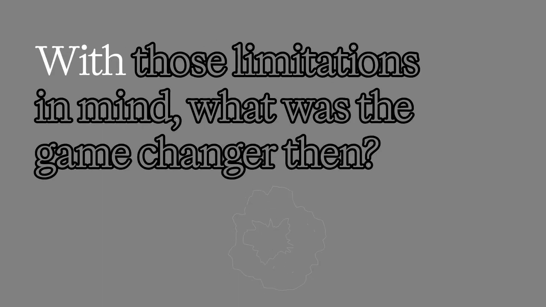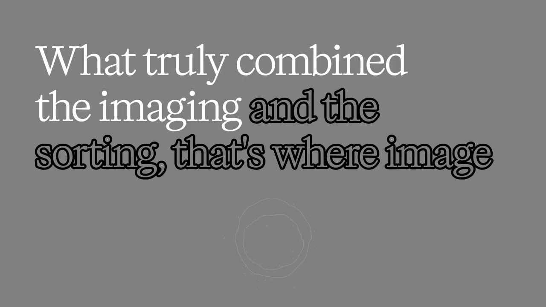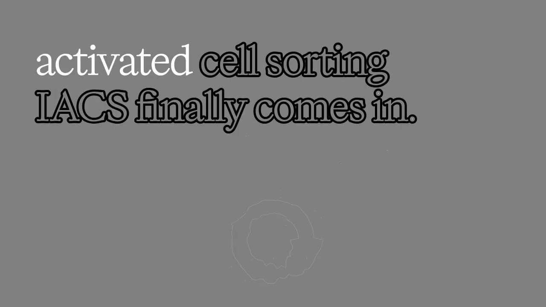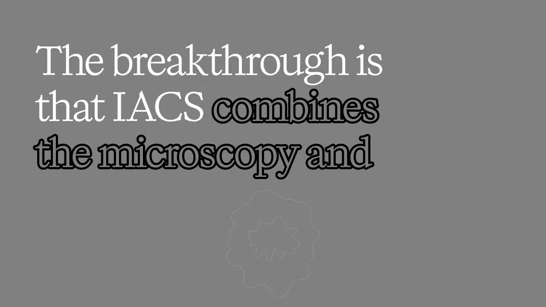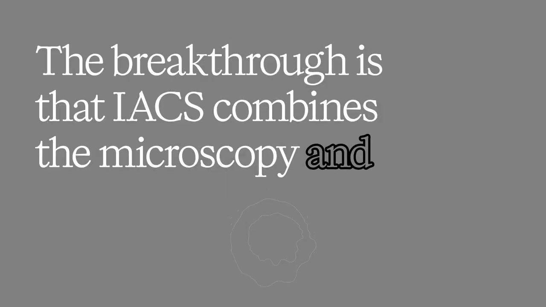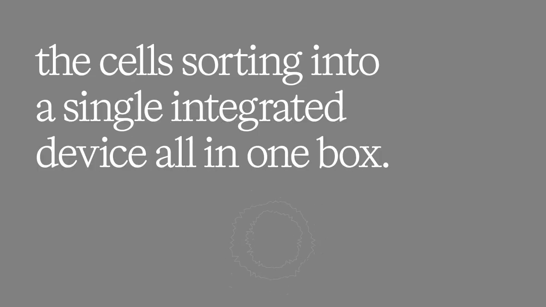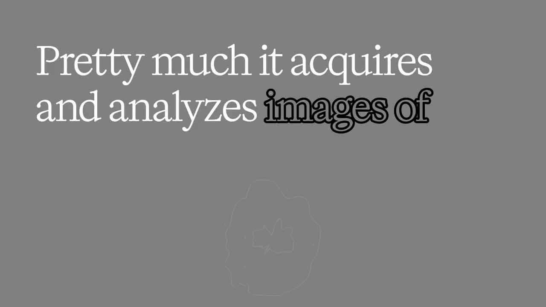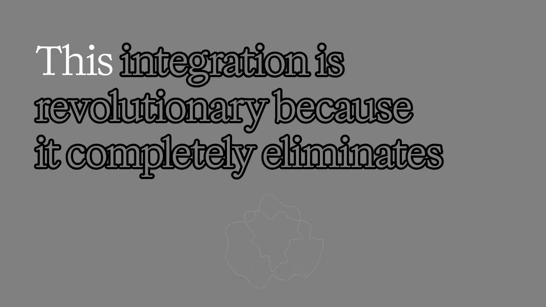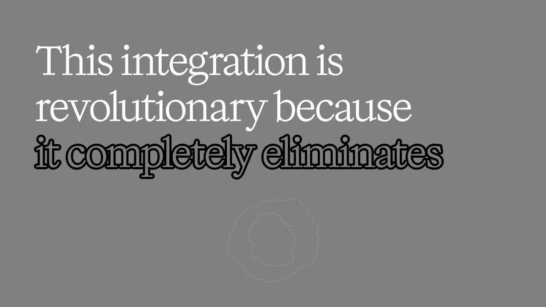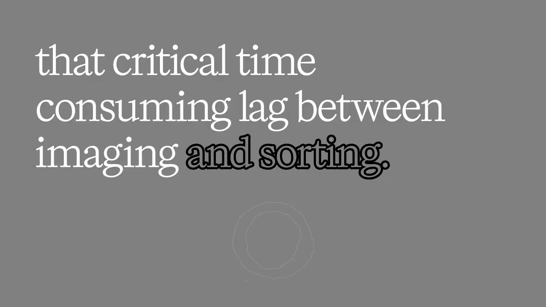Okay, right. With those limitations in mind, what was the game changer then? What truly combined the imaging and the sorting? That's where image-activated cell sorting, IACS, finally comes in. The breakthrough is that IACS combines the microscopy and the cell sorting into a single integrated device. All in one box. Pretty much. It acquires and analyzes images of cells while they are in flow, as they're moving. This integration is revolutionary because it completely eliminates that critical, time-consuming lag between imaging and sorting.